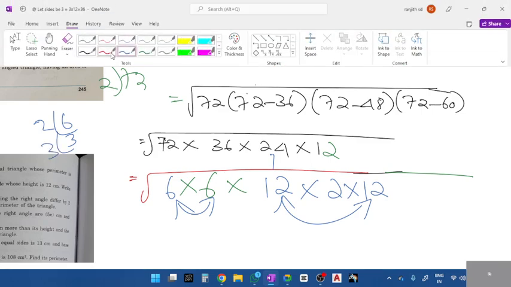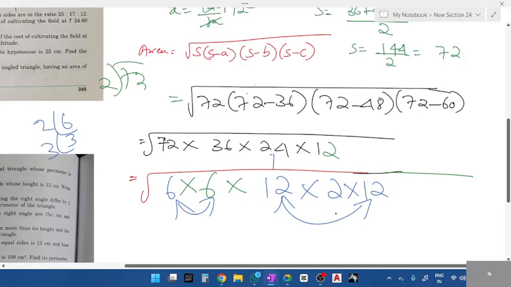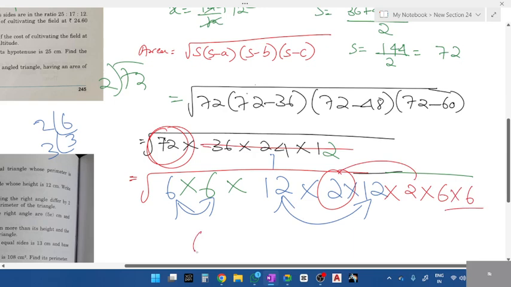Now, which number doesn't have a pair here? 2. So, which number is left? 36 is done. 24, 12 is done. Which is left? 72. How do you split 72 in terms of 2? 2 into what? 36, right? That 36 you can write as 6 into 6. So everything has a pair now. Look here, everything has a pair. Take one number out. 6 into 12 into 2 into 6 will give you the answer.